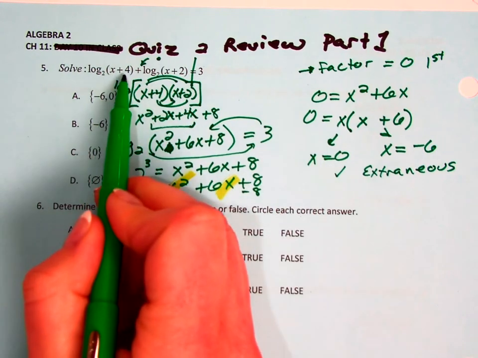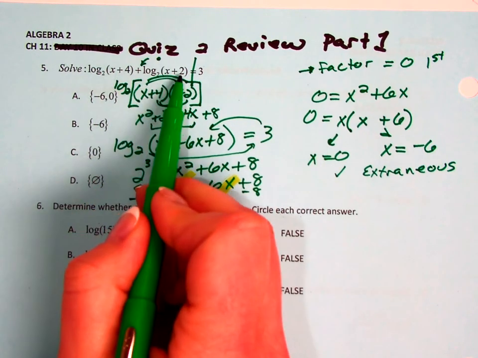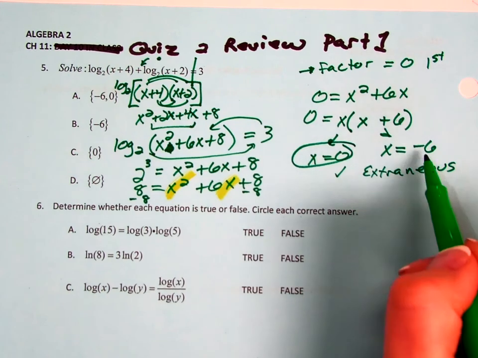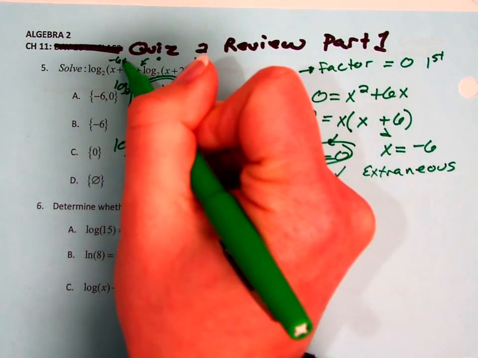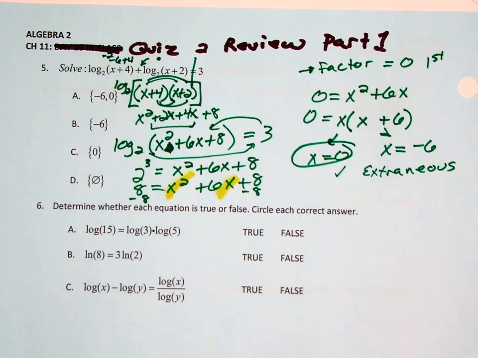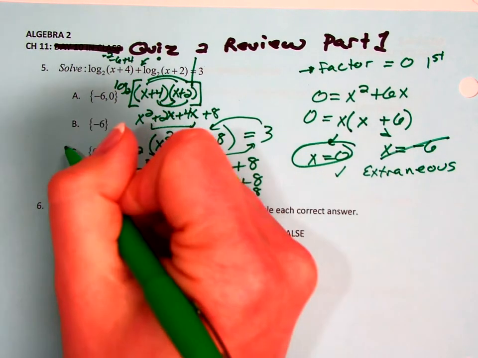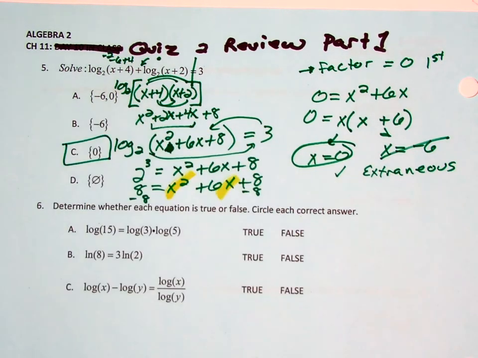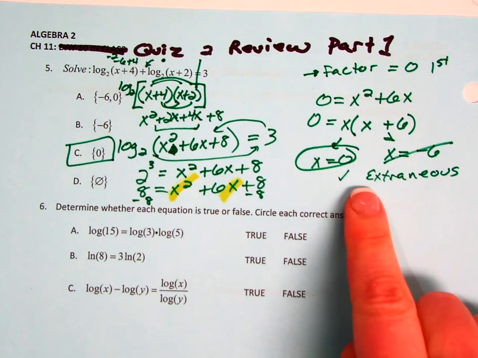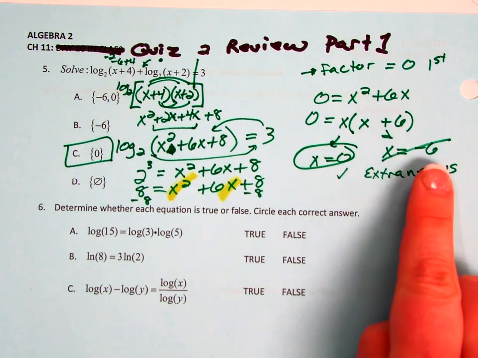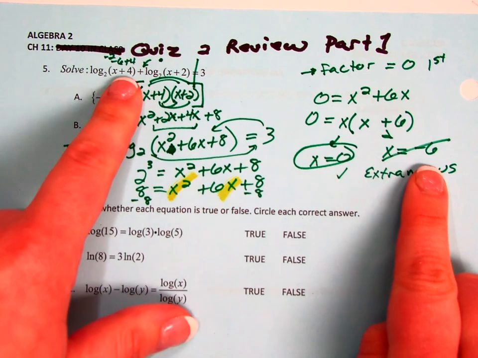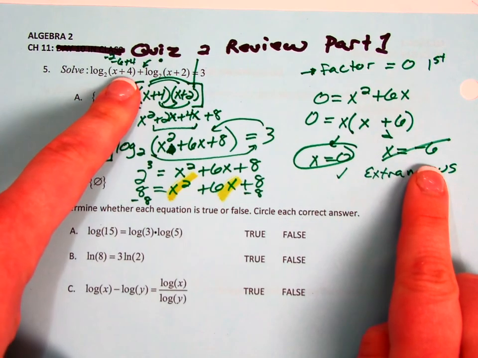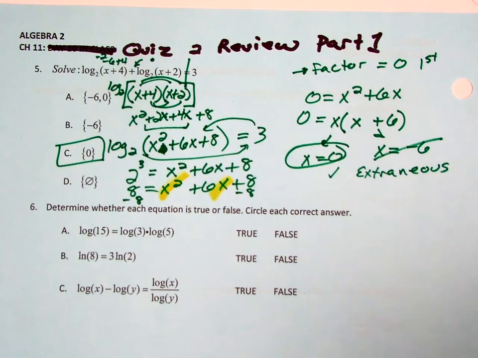So 0 plus 4 would be 4. That's positive. 0 plus 2 is 2, so I know this one works. Now when I plug negative 6 in, negative 6 plus 4 would be negative 2. That's not allowed, so then that is our extraneous solution. So our final answer is just C, which is 0. So make sure you're checking for extraneous solutions every single time, especially on the quiz. It's not just that it's negative, it's if when you plug it in, you get a negative number inside of the log. Then it's extraneous and it's not allowed.